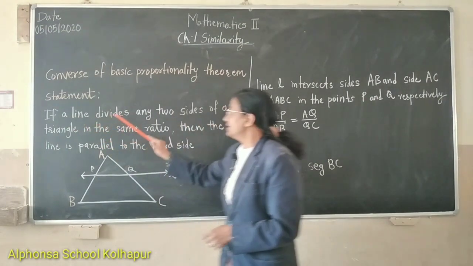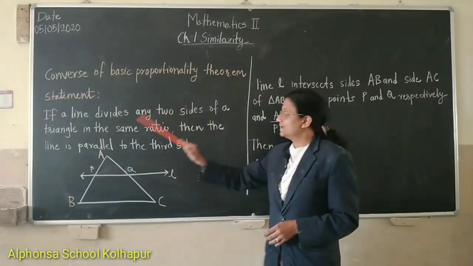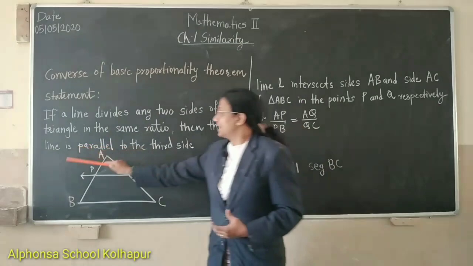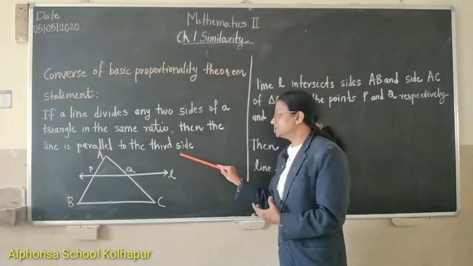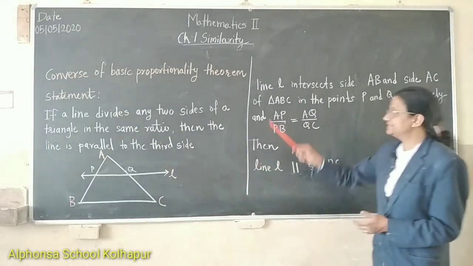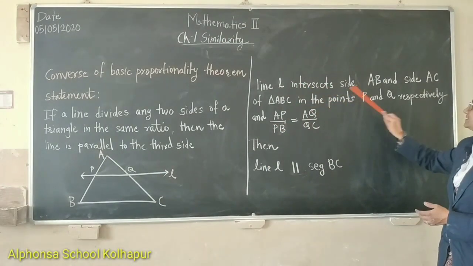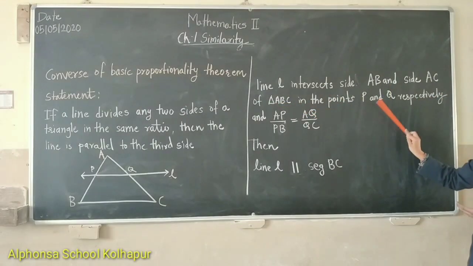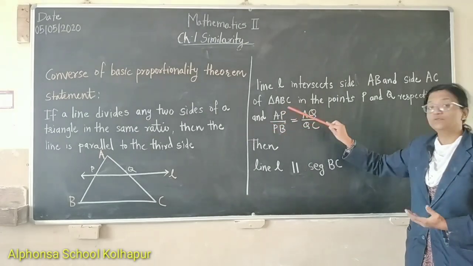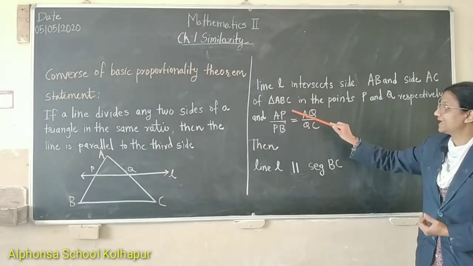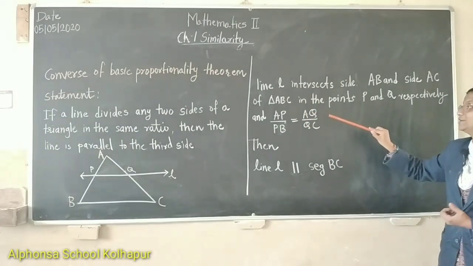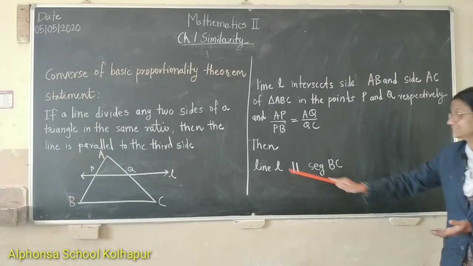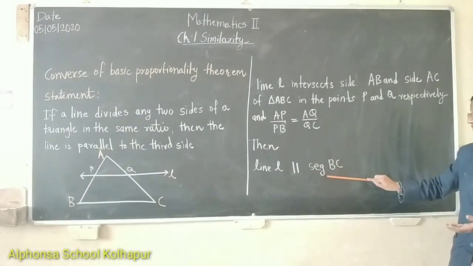If a line divides any two sides of a triangle in the same ratio, then the line is parallel to the third side. Means line L intersects side AB and side AC of triangle ABC in points P and Q respectively, and the ratio is also same. Means AP upon PB is equal to AQ upon QC. Then the line and the side, they are parallel. Means line L is parallel to BC.